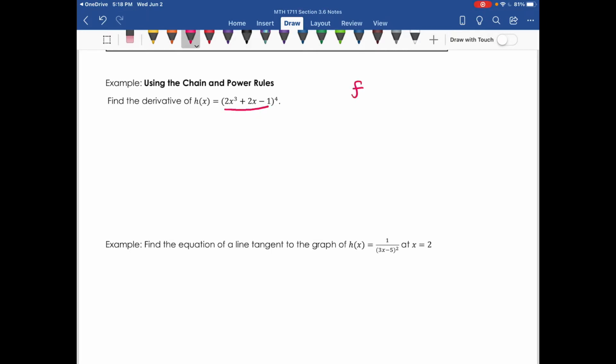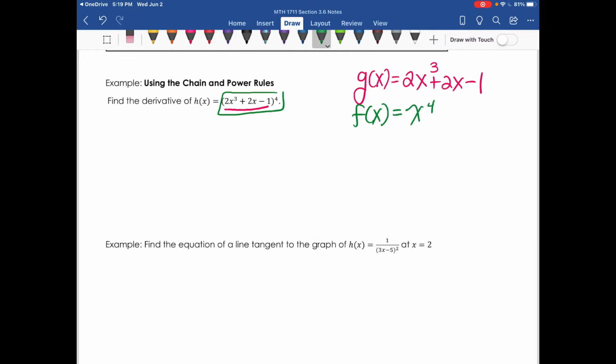Okay, so let's go through our first example here. I want to identify the inner and the outer functions first. So here's my inner function. I'm using the same notation that's in the theorem so we can be consistent and follow the steps. And then my outer function would be f of x is equal to x to the fourth. So h of x is the composite function f of g of x. So I would take g of x and plug it into f of x.